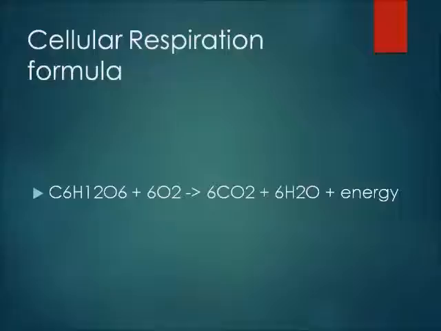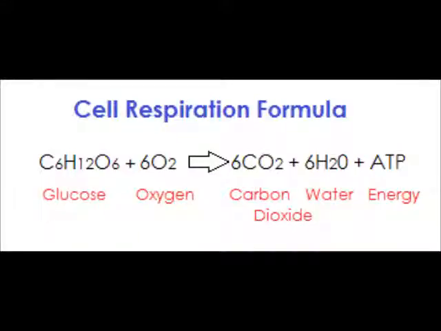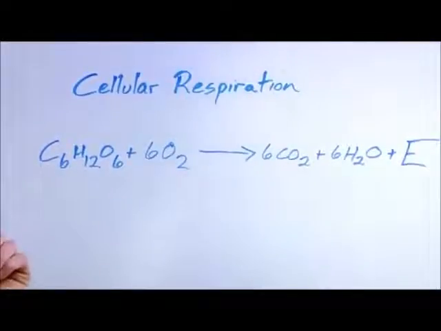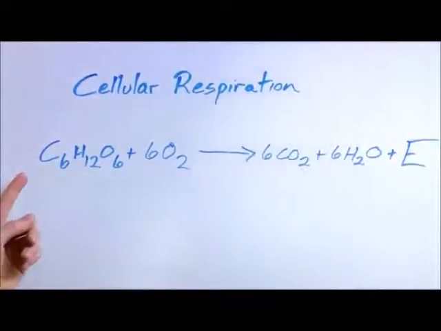This is the formula for cellular respiration. It says that C6H12O6 plus 6O2 yields 6CO2 plus 6H2O plus energy. In other terms, it's saying that glucose plus 6 molecules of oxygen make 6 molecules of carbon dioxide with 6 molecules of water with energy, or in other words, ATP.